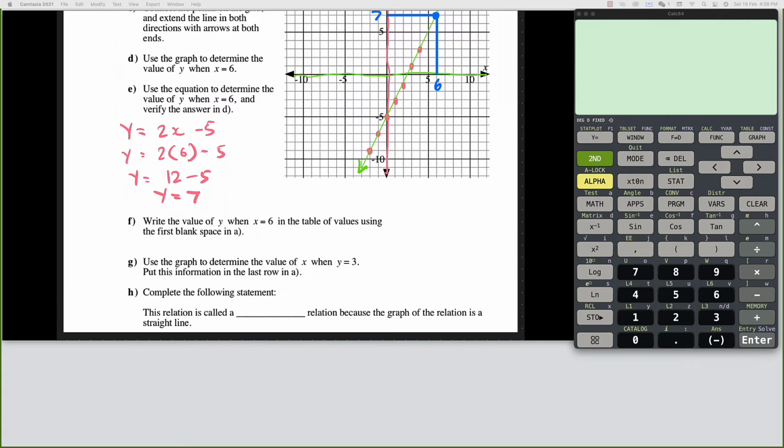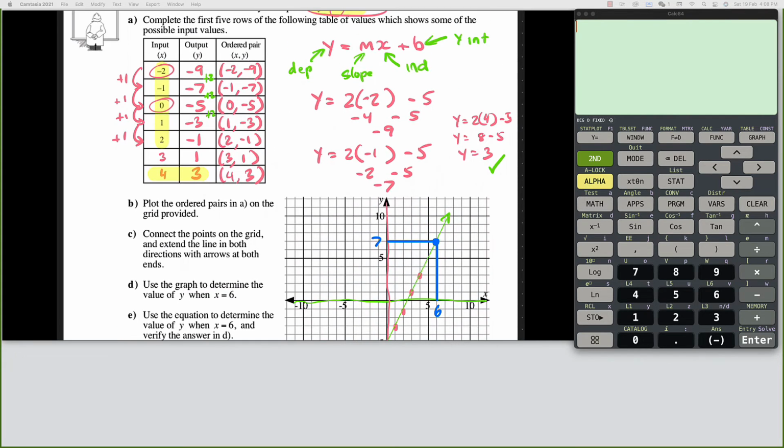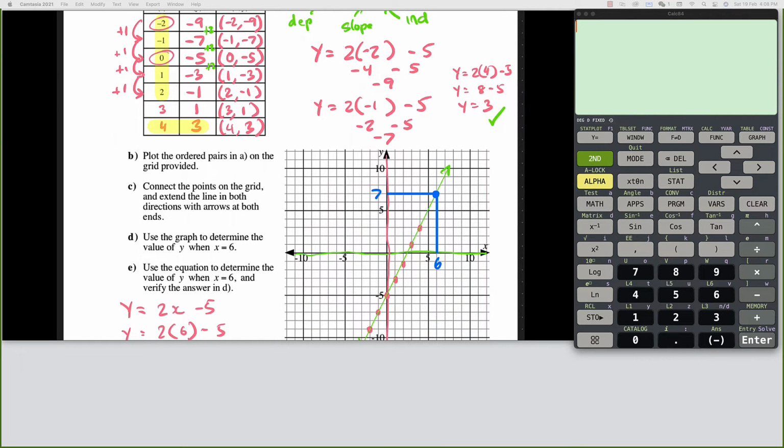Write the value of y when x equals 6 in the table of values using the first blank space in A. Oops, well, I guess I filled that in already. So basically, if we were doing that, let's pretend we can continue down here. So it'd be 6, 7 with the ordered pairs of 6 and 7.